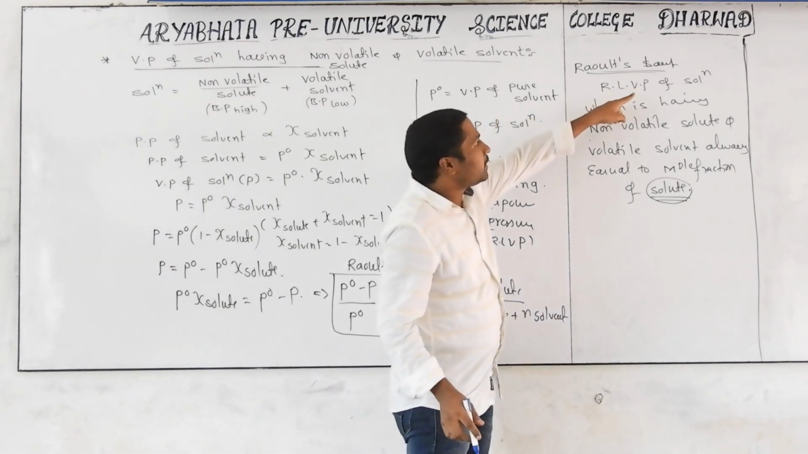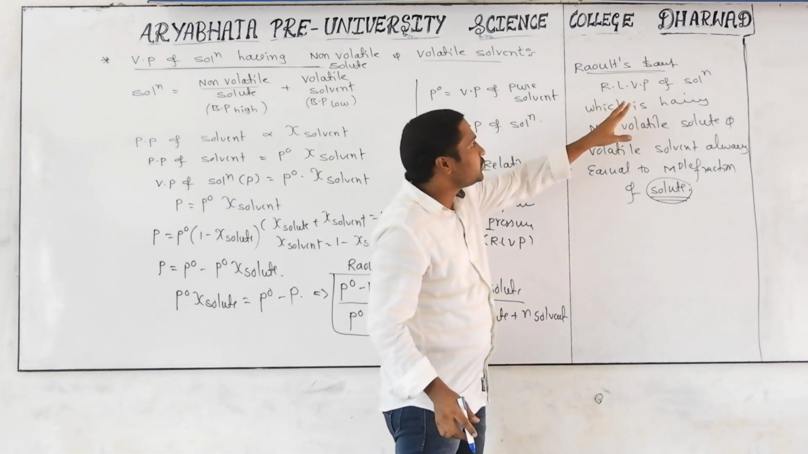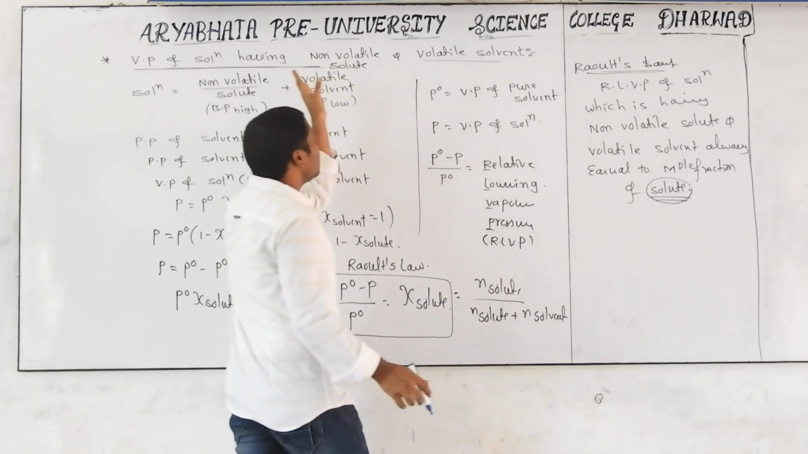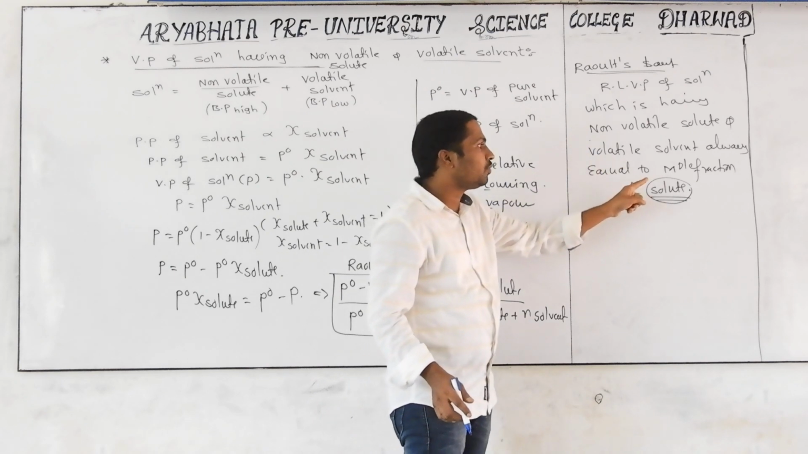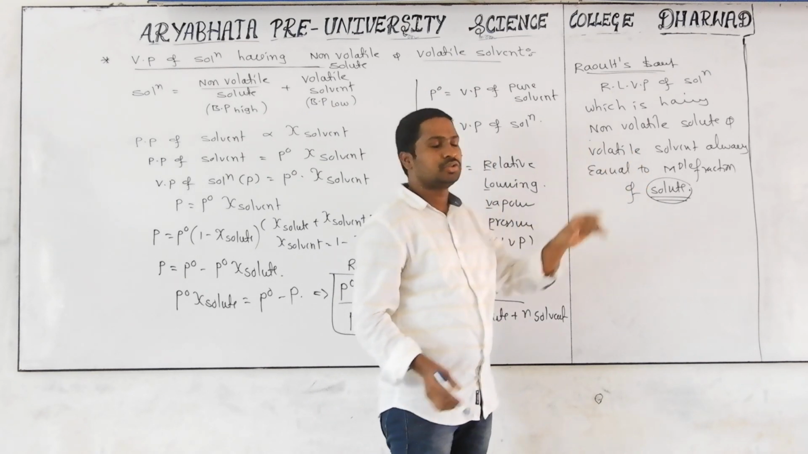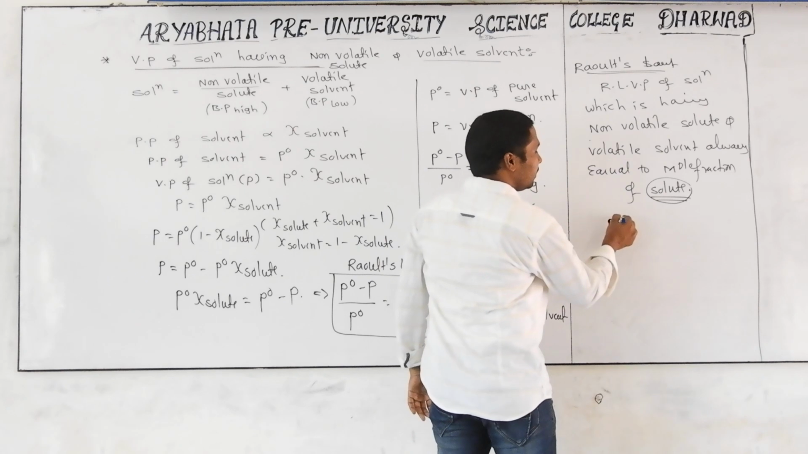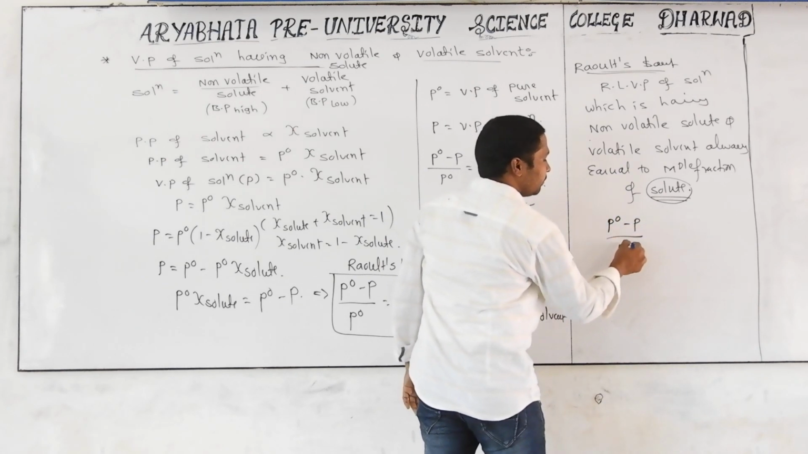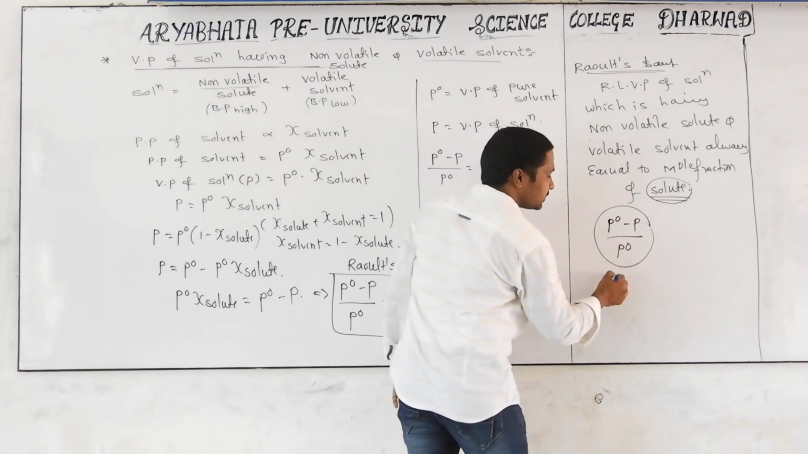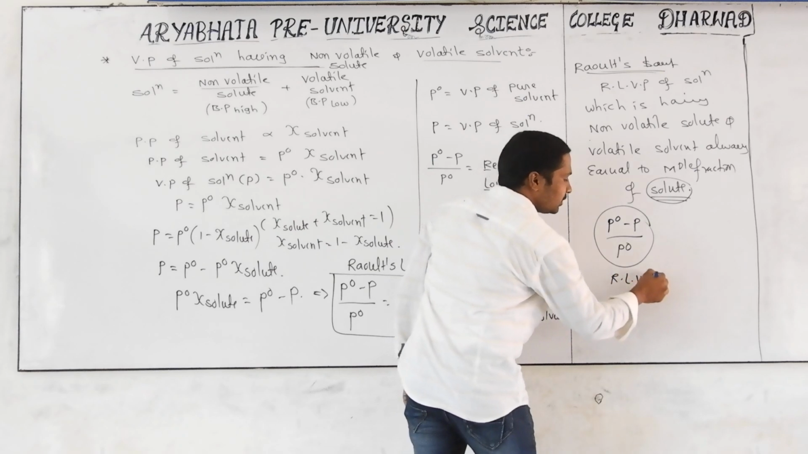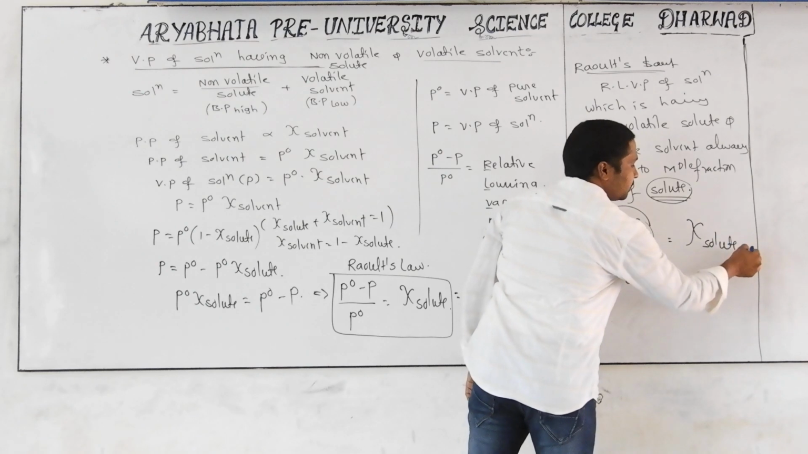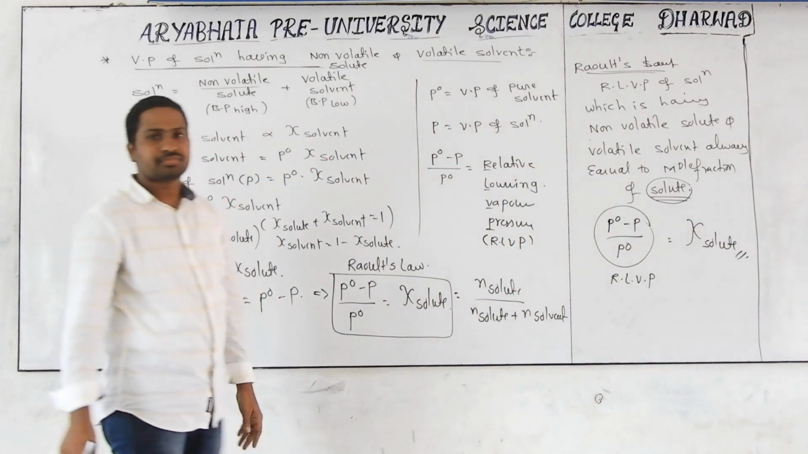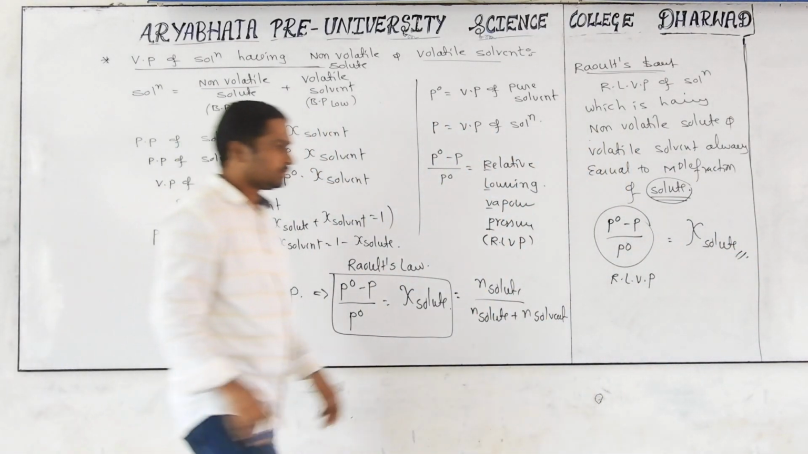Relative lowering of vapor pressure of a solution which has a non-volatile solute and a volatile solvent is always equal to the mole fraction of the solute. That we write as (P naught minus P) by P naught. This we call RLVP, which always equals the mole fraction of the solute particles. All of you clear? Yes.